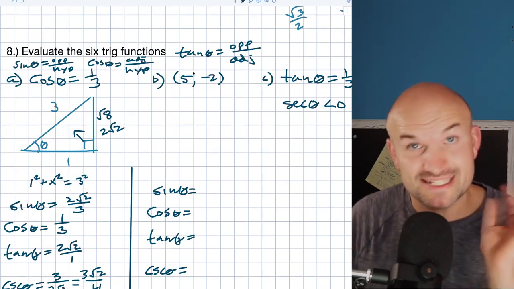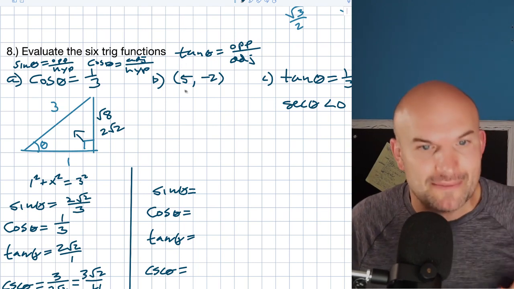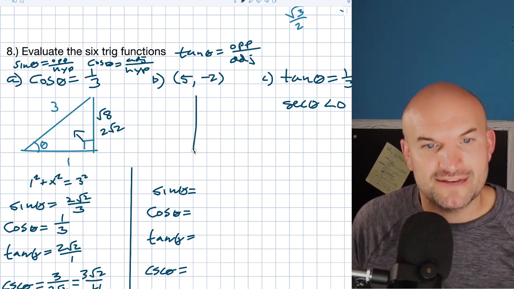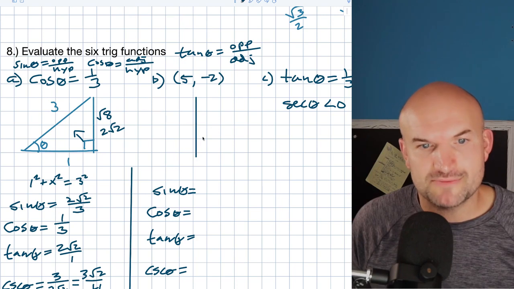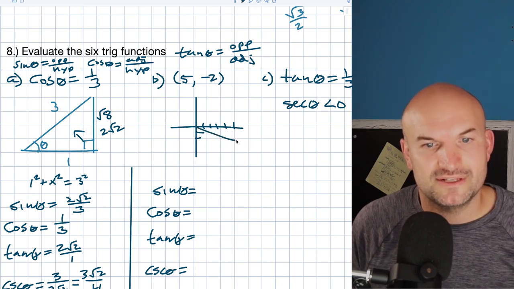Well, remember, this point is not on the unit circle, so don't try to do that. Do not do that. That is the most common mistake that happens here. What you are going to have to do is plot this point. So we have 1, 2, 3, 4, 5, 1, 2. So we have 5, -2.